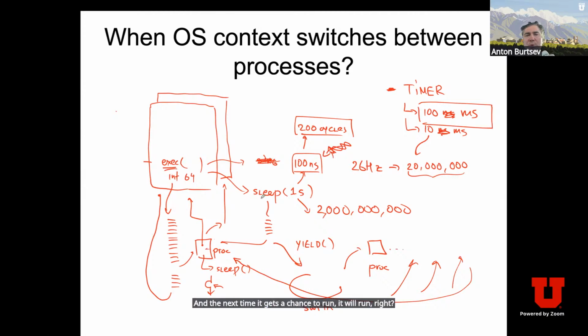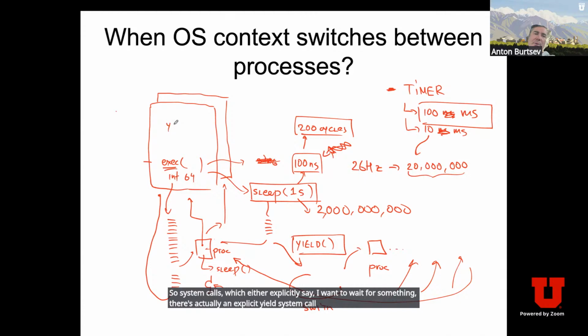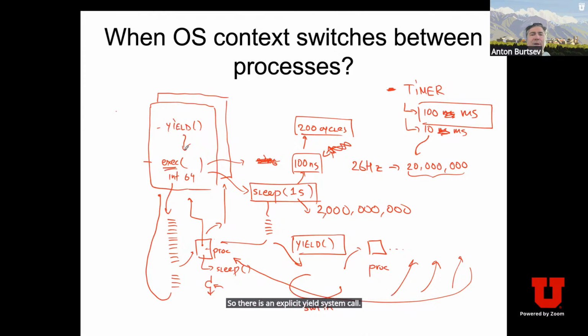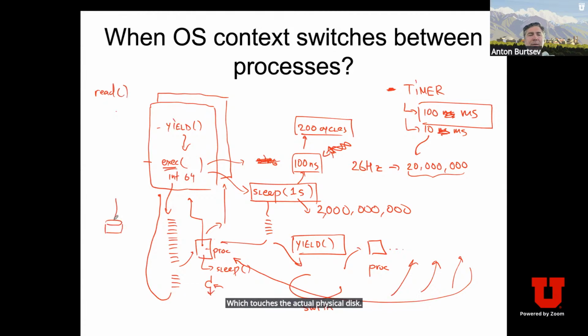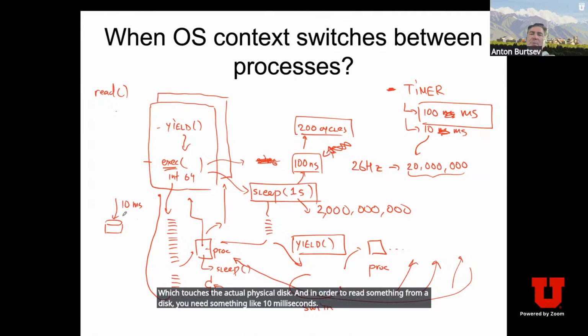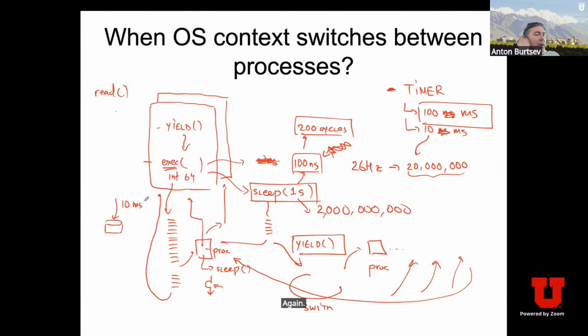So there are system calls which explicitly say, I want to wait for something. There's actually an explicit yield system call, because the user level may know that it will be waiting for something and explicitly yields the CPU. But also there are system calls like read and write. For example, read touches the actual physical disk, and in order to read something from a disk, you need something like 10 milliseconds. Again, in my calculation, it's 20 million cycles.